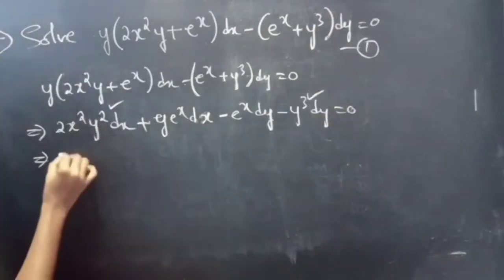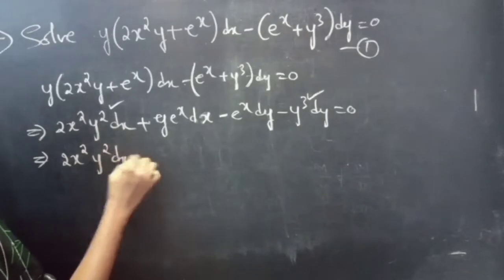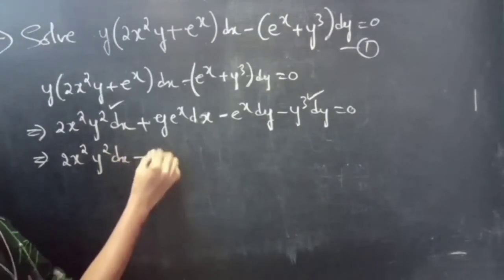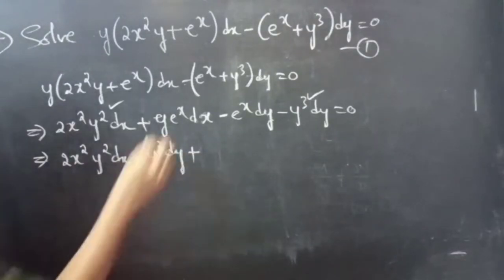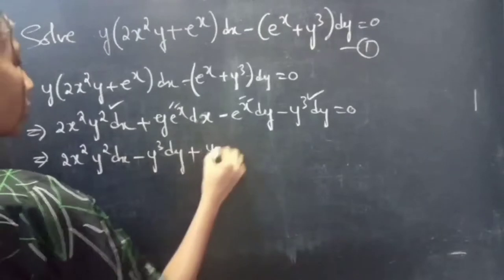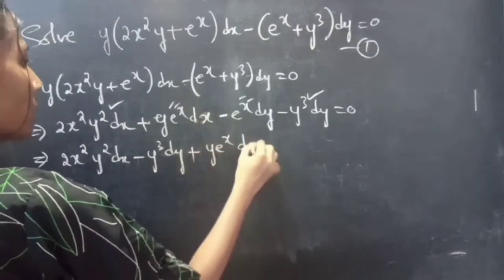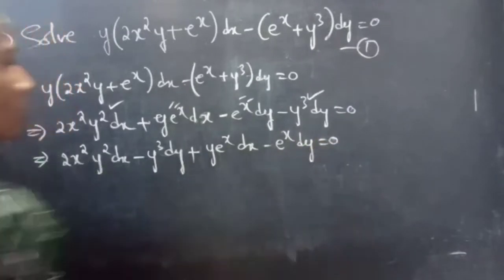Then we can rewrite it as 2x² y² dx minus y³ dy plus terms involving e^x, that is y e^x dx minus e^x dy equals 0.